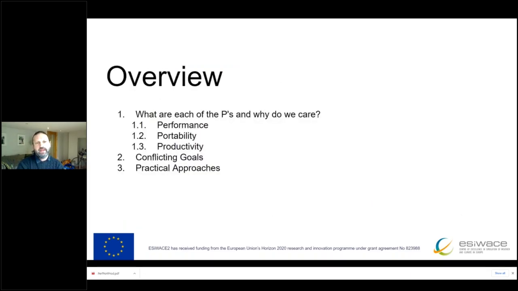So I'm going to go through each of these things: performance, portability, and productivity, and then explain that we'd like to have all of these things, but there are issues about getting all of them at the same time. And then finish up with where people are at the moment in trying to deliver these three things together.